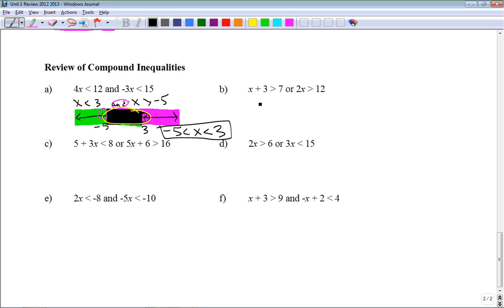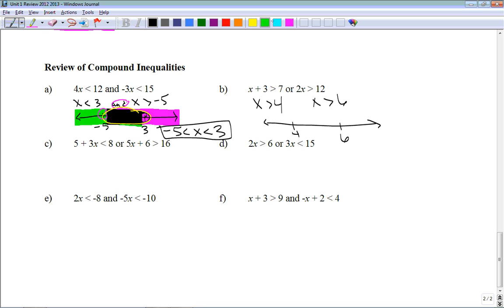Well, let's look at the next one. So we subtract 3 from both sides. We get x is greater than 4. And here we'll divide by 2. Don't switch the sign because 2 is a positive number. So we have x is greater than 6. Draw our number line. Smaller number is 4. The larger one is 6.